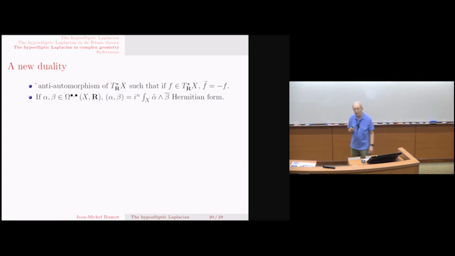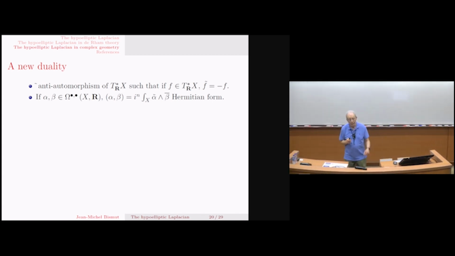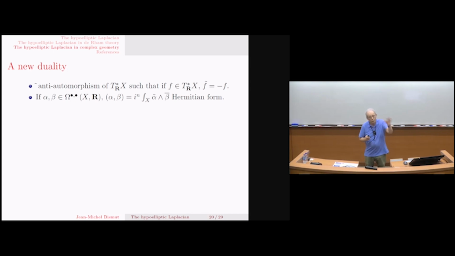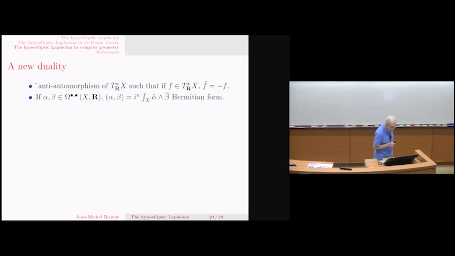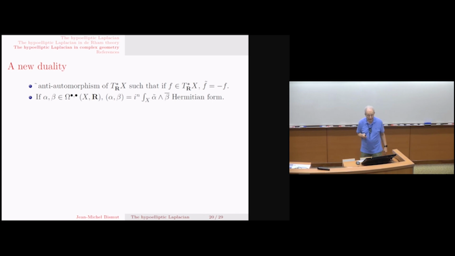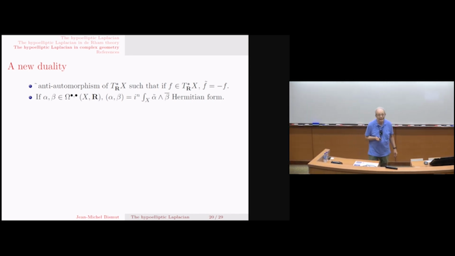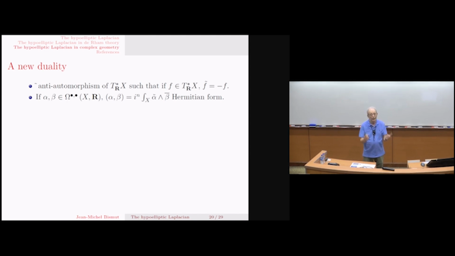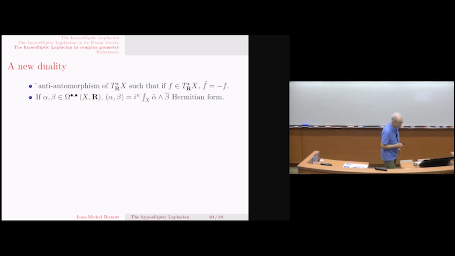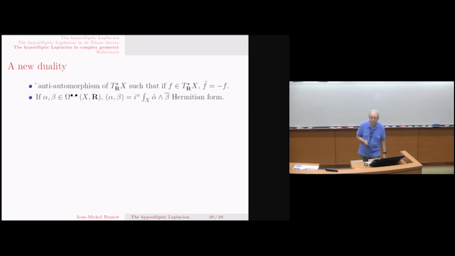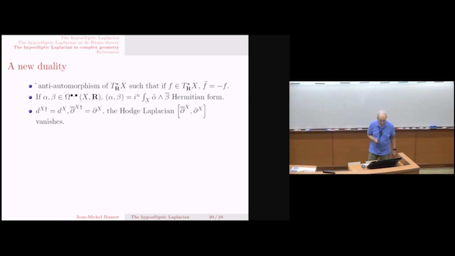So if I give myself two smooth forms on X, I introduce the following pairing between the forms, which is essentially the intersection pairing. In other words, I take the form alpha, I introduce some sign, I get a form alpha tilde, and I wedge it with beta bar. This is a non-degenerate pairing, and it's a Hermitian form. It is not positive, but it is Hermitian, which means that when you interchange alpha and beta, you get the conjugate. So this Hermitian form is of signature infinite, infinite.